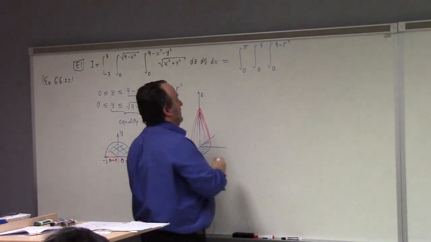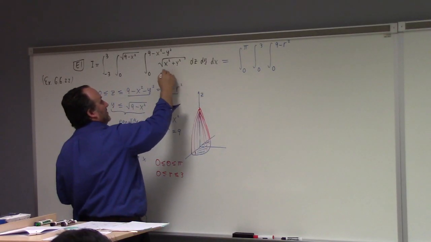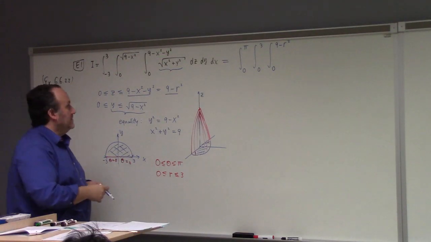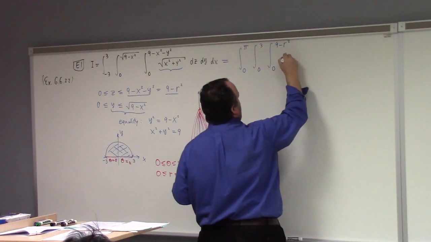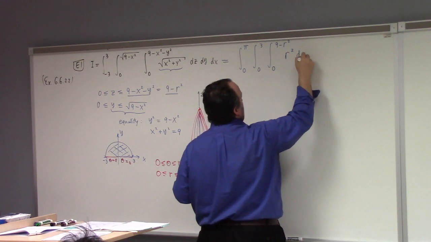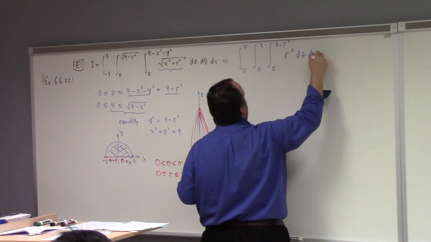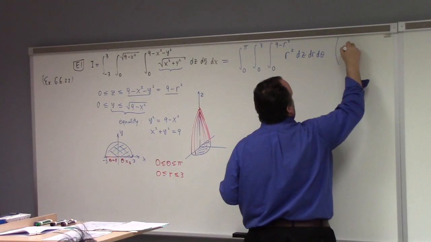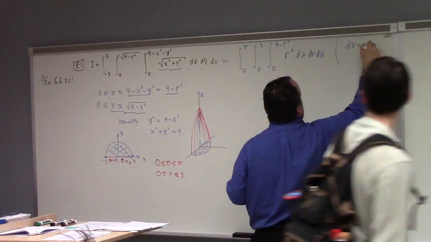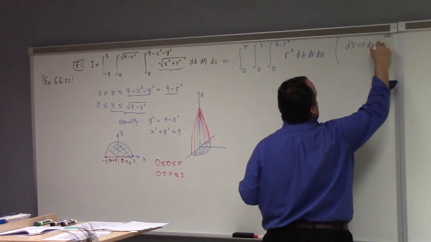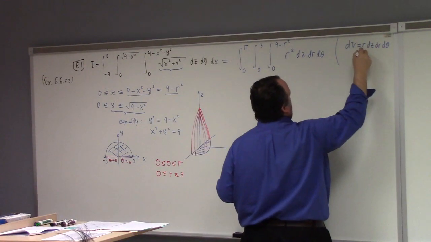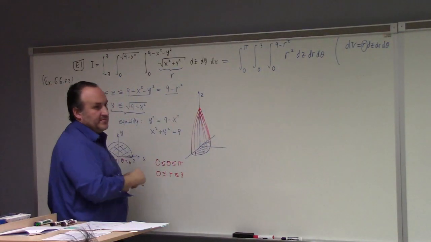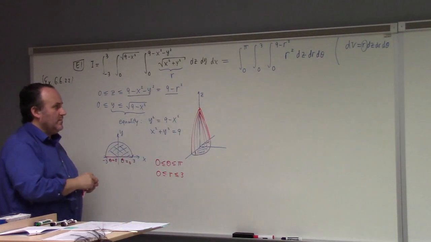And, okay, well now we've got to face the music here. What's the integrand? It's r, right? So I get r squared dz dr d theta. And the reason for this is we had dV equals r dz dr d theta, right? And so this r and this r together give me the r squared, right? And now we do the integral.